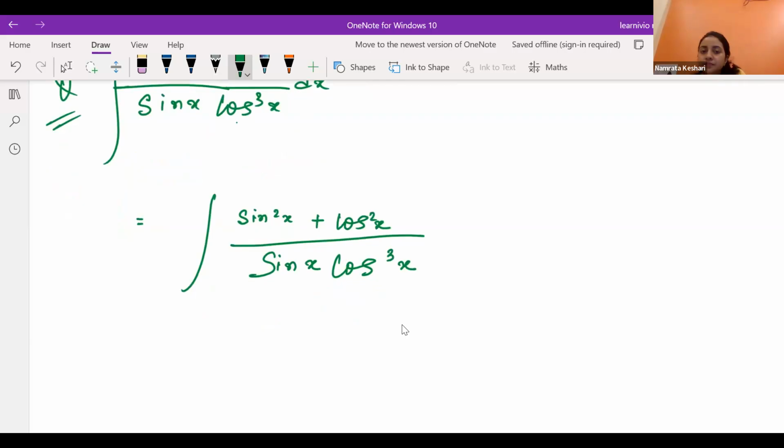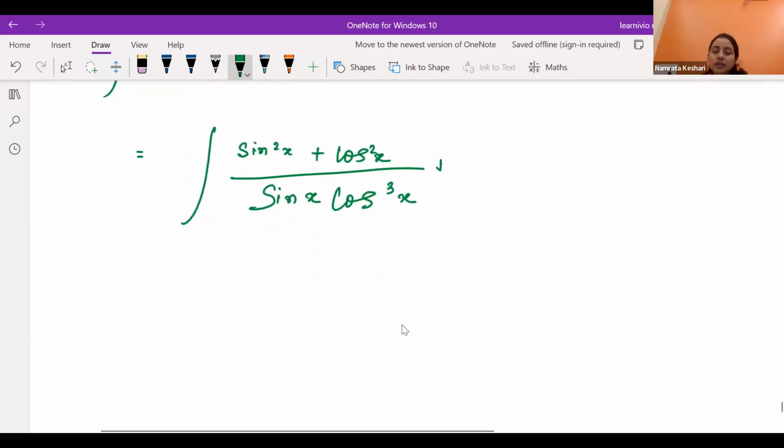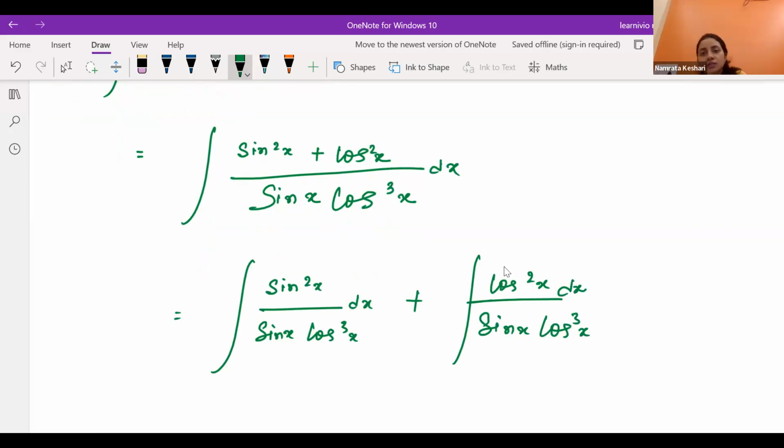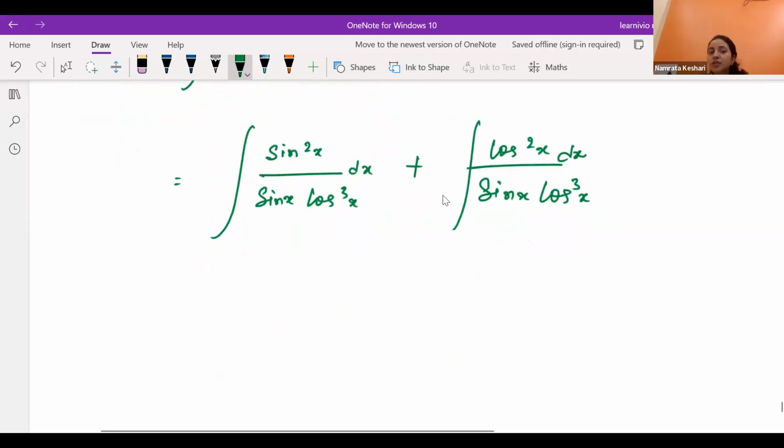Yes. Let's see still what we'll be getting. So we will be getting sine square over sine x cos cube x dx plus cos square over sin x. So the question is, now we have to think about all the possible arrangement which can work. Yes. Okay. Here we did one arrangement, and still we are on the way. We are checking whether it will work or not.